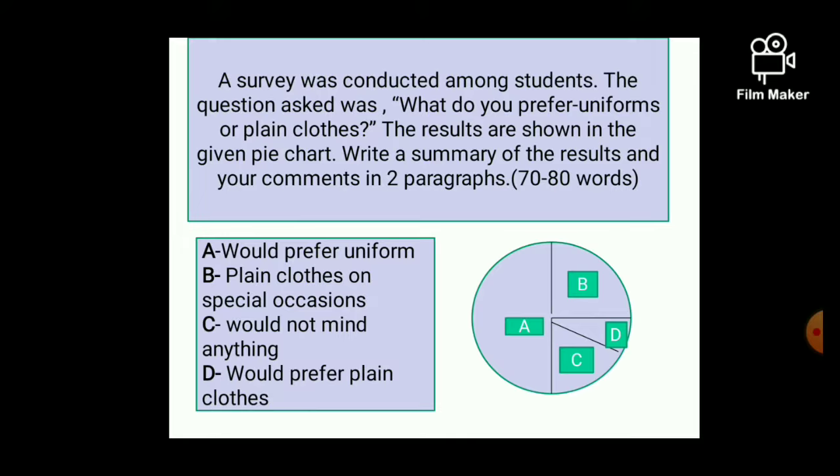Now how many of them? C is how much? Less than a quarter. Less than a quarter did not mind anything. Less than a quarter of the students did not mind anything. They wouldn't mind wearing any of those, uniform or plain clothes. On the other hand, you will use a joining word here between C and D. A small minority preferred plain clothes to uniforms. So that's how you're going to join this pie chart together, and then you're going to write your own paragraph.